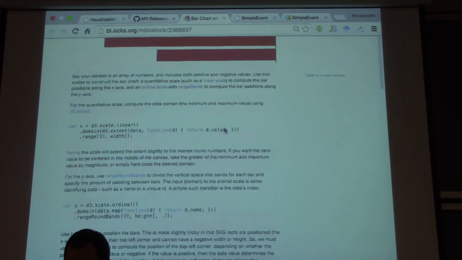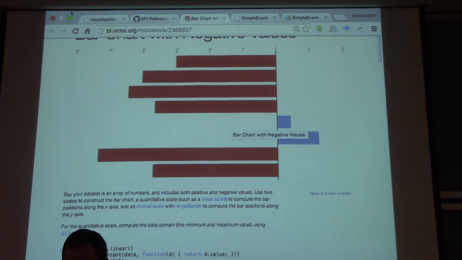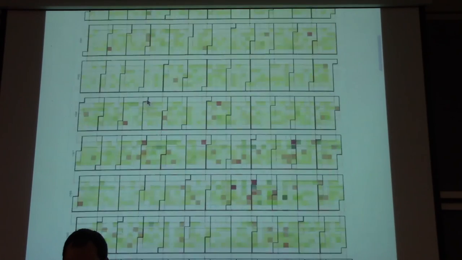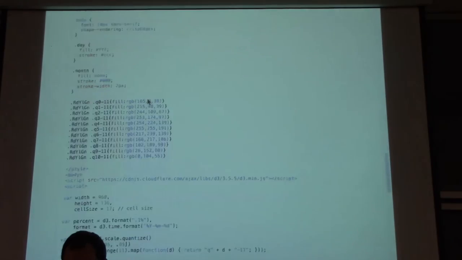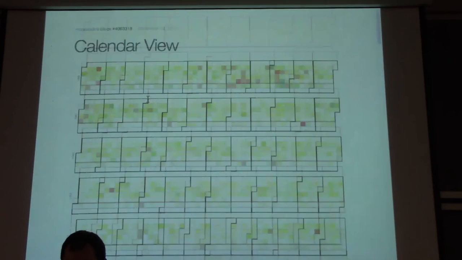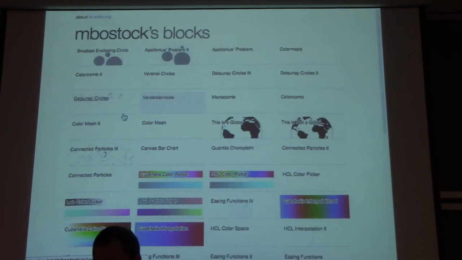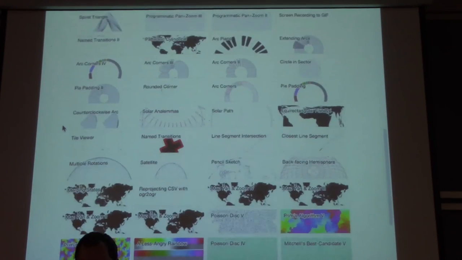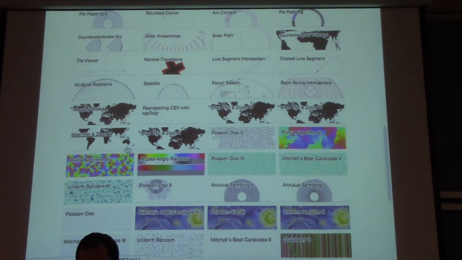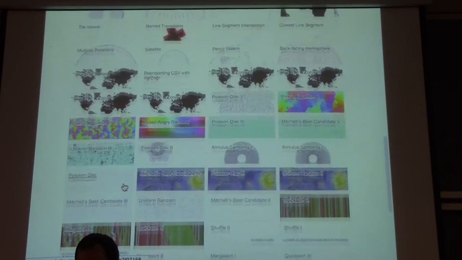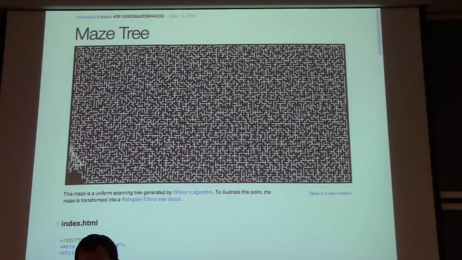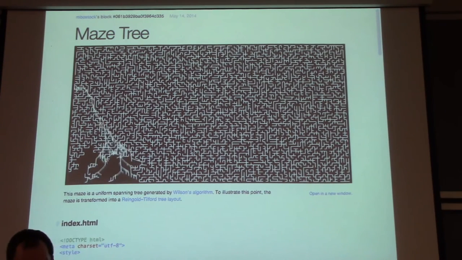Okay, so on Blocks there are simple examples like this bar chart, or there are also more complex examples like this calendar view that is a little bit more complicated. Mike Bostock has an endless sequence of blocks here. Some are for maps, some are for algorithms, some are simple visualizations. So you can click on any of those and simply take a look at how they're implemented, what they do.